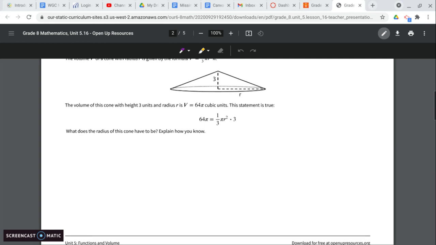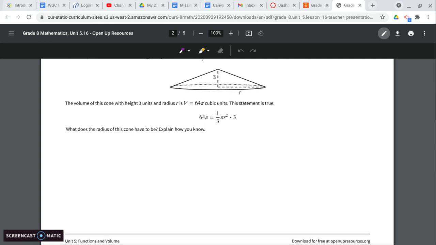So in order to solve this, we're going to use this equation right here. The 64 pi equals 1/3 pi r squared times 3. So 1/3 times 3 is just 1. So we're going to have 64 pi equals pi r squared. Next thing we want to do is get rid of the pi. That cancels here and here. So now we have 64 equals r squared.